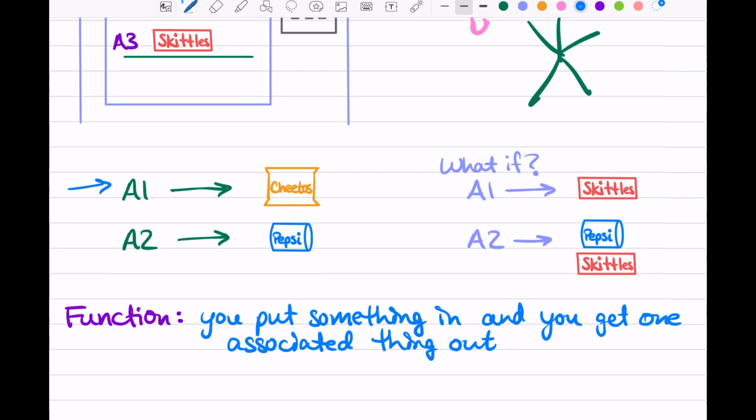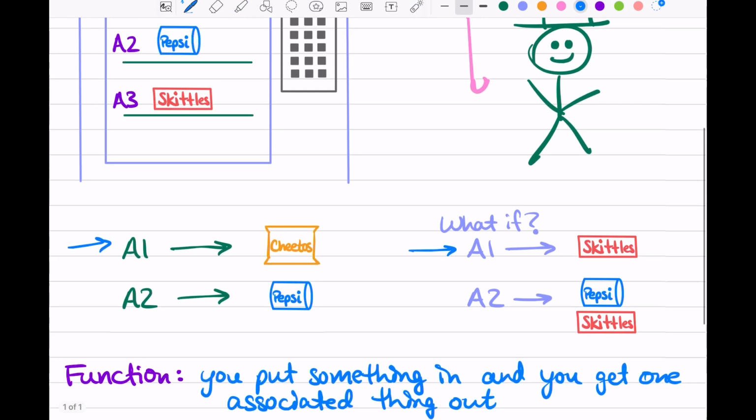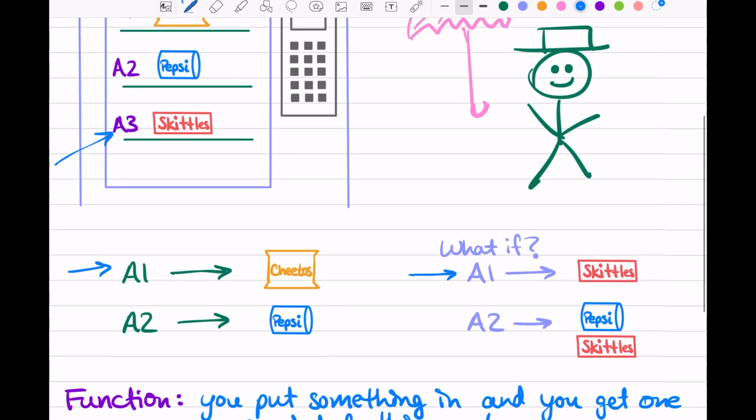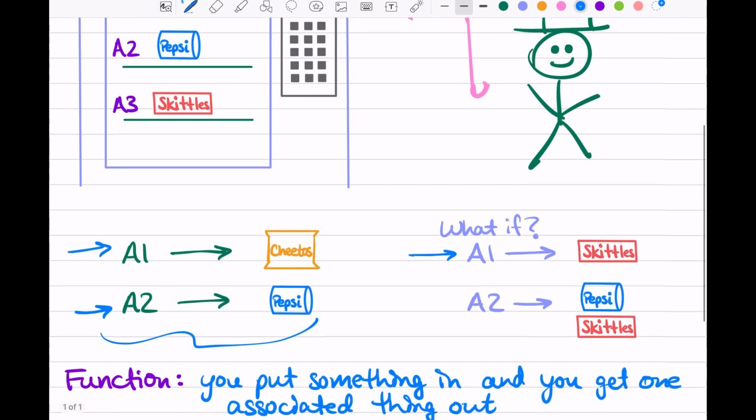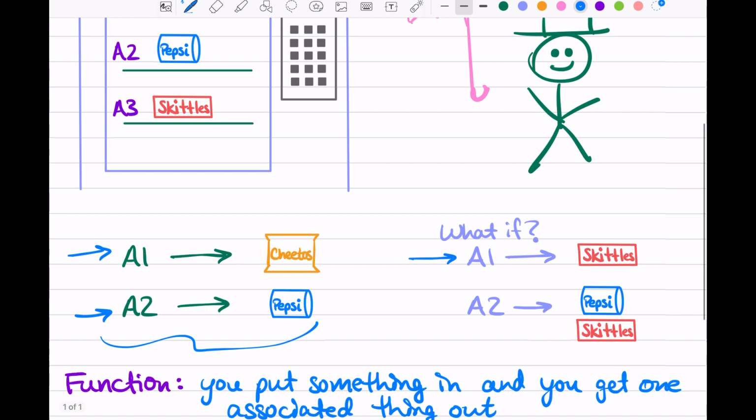Our A1 up here is associated with Cheetos. It is not associated with Skittles. That is what our A3 up here is for. In the same way, our A2 is associated with Pepsi. It's not Pepsi and Skittles, it's just Pepsi. So we're saying that our vending machine, if it worked like this on the left, is a function. It's working properly. You put something in, and you get one associated thing out.